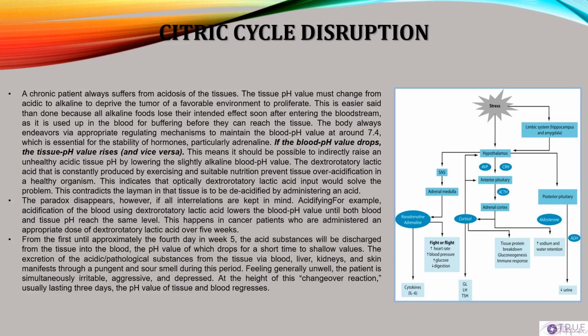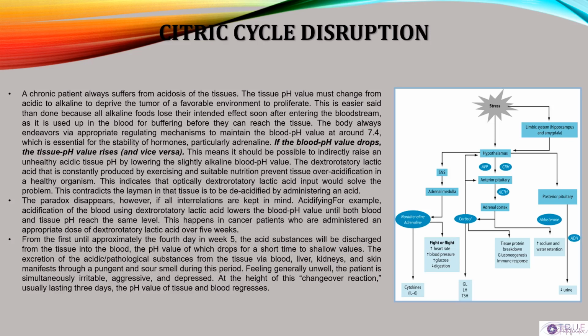And this indicates that optically dextrorotatory lactic acid input would solve the problem. This contradicts the layman opinion that tissue is to be deacidified by administering an acid. But this paradox disappears immediately if all interrelations are understood and kept in mind. For example, acidification of the blood using dextrorotatory lactic acid lowers the blood pH value until both blood and tissue pH reach the same level.